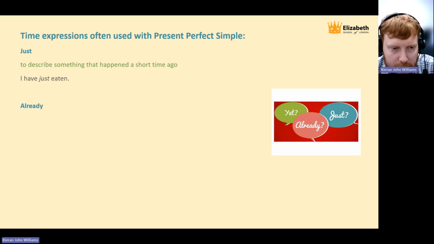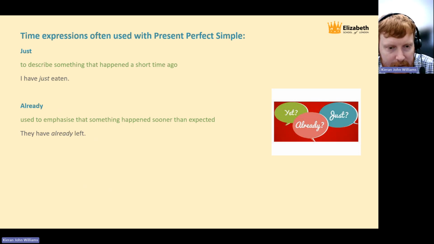If you're using the word already, you're probably going to be using present perfect simple as well. For already, this is something that has happened sooner than you expected, or sooner than some person expected. So, they have already left. Maybe this is something that is a little bit surprising or ahead of schedule.